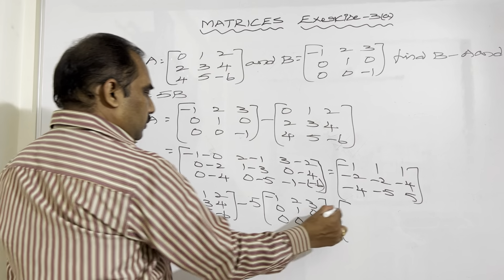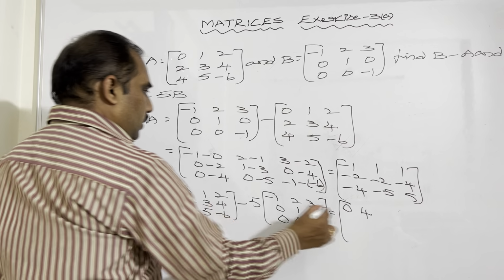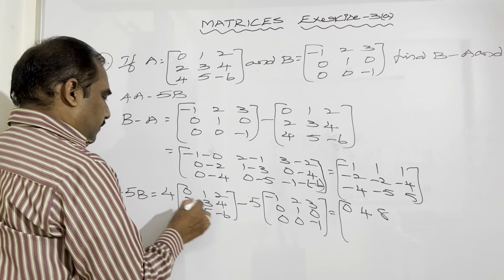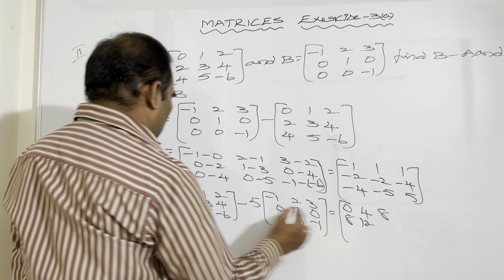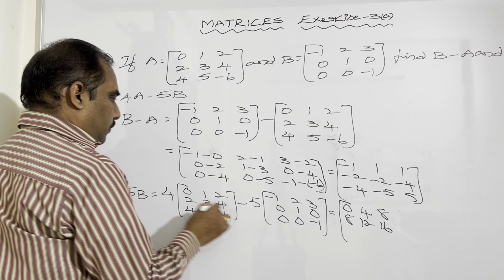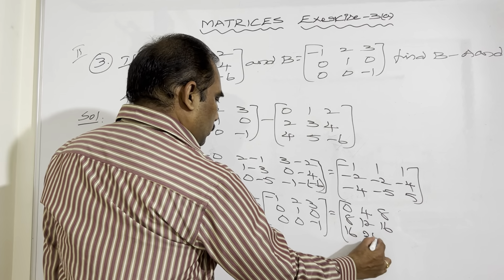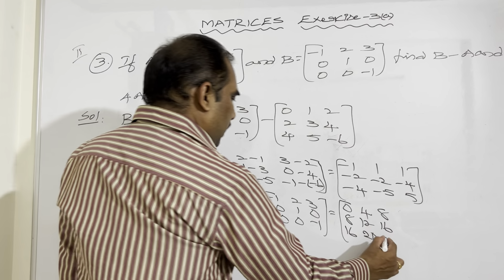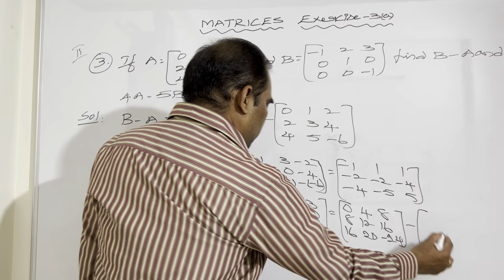That is 4 into 0, 0. 4 into 1 is 4. 4 into 2 is 8. Similarly here 4 into 2 is 8. 4 into 3 is 12. And 4 into 4 is 16. And here 4 into 4 is 16. 4 into 5 is 20. So 4 into minus 6, that is minus 24. This is scalar multiplication.